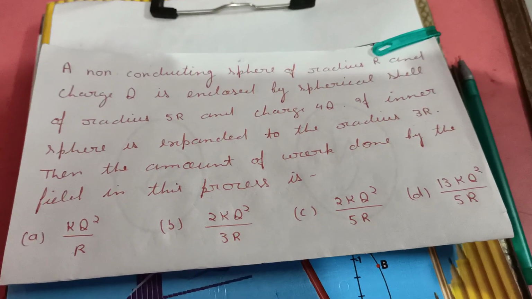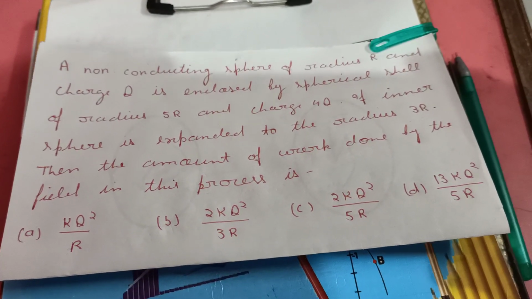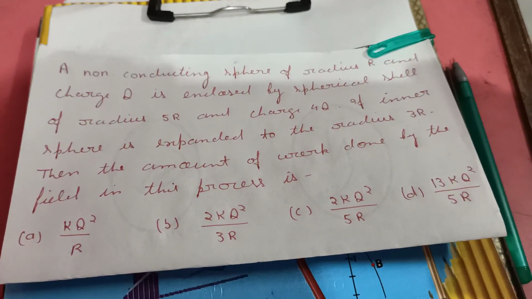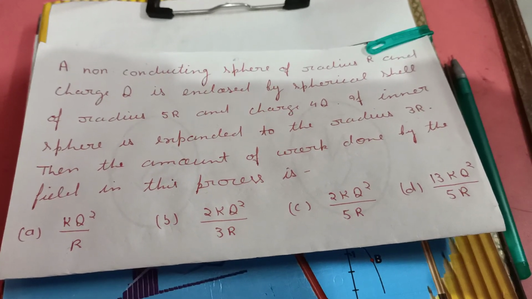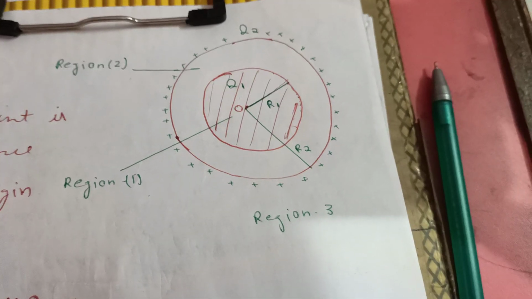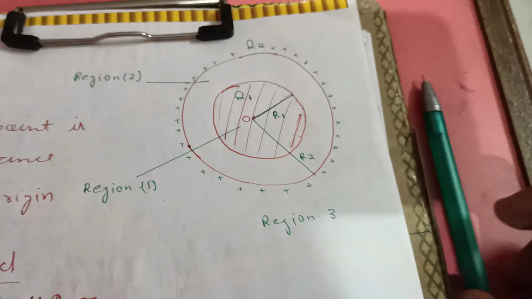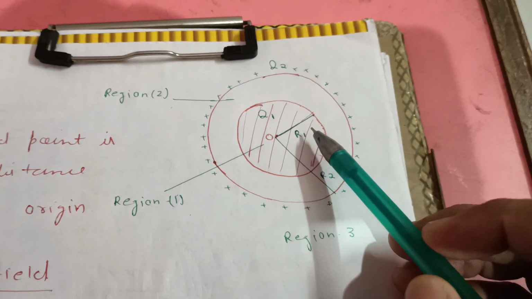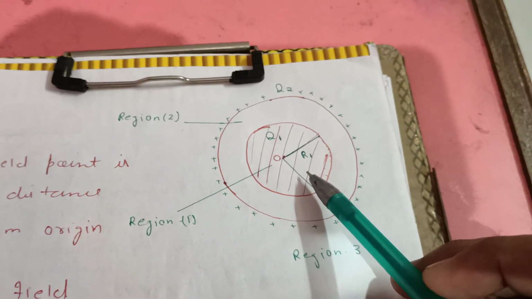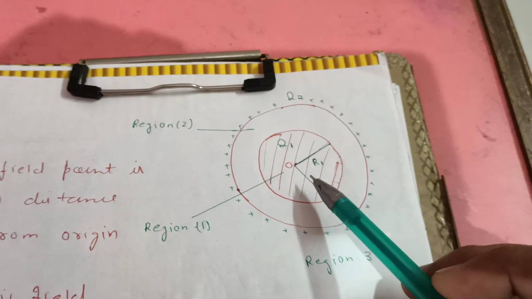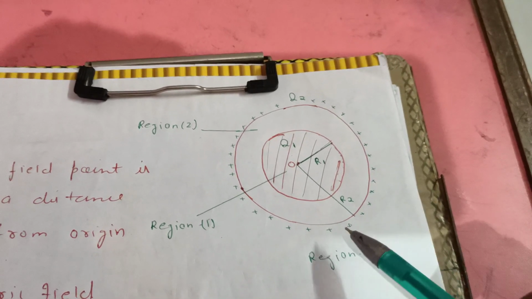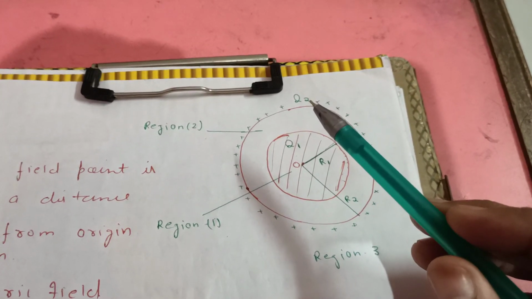So guys, in this problem there is a space charge region of which we have to calculate the electrostatic potential energy. Before going to the solution of this problem, we will derive the formula of electrostatic potential energy for such a space charge region. Now suppose there is a non-conducting sphere of radius r1 which is having the charge capital Q1 distributed uniformly over its entire volume. This non-conducting sphere is enclosed inside a spherical shell of radius r2 which is having the charge q2.